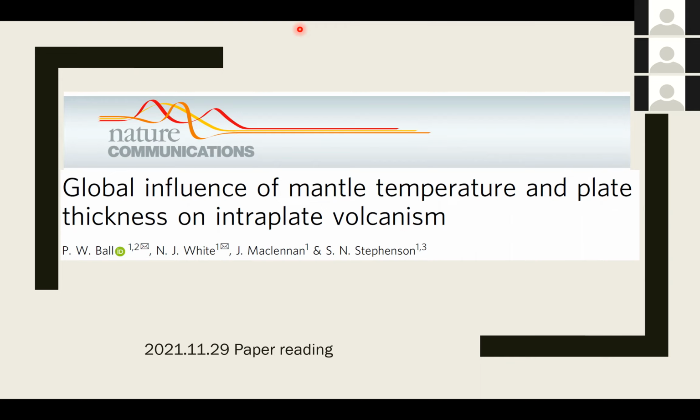Okay, so there are 4 authors. The first one is currently a postdoc at Colorado State University, so he's going to give a talk on Wednesday. And the second, I forget what the N stands for, let's say N White, is his PhD advisor at Cambridge.